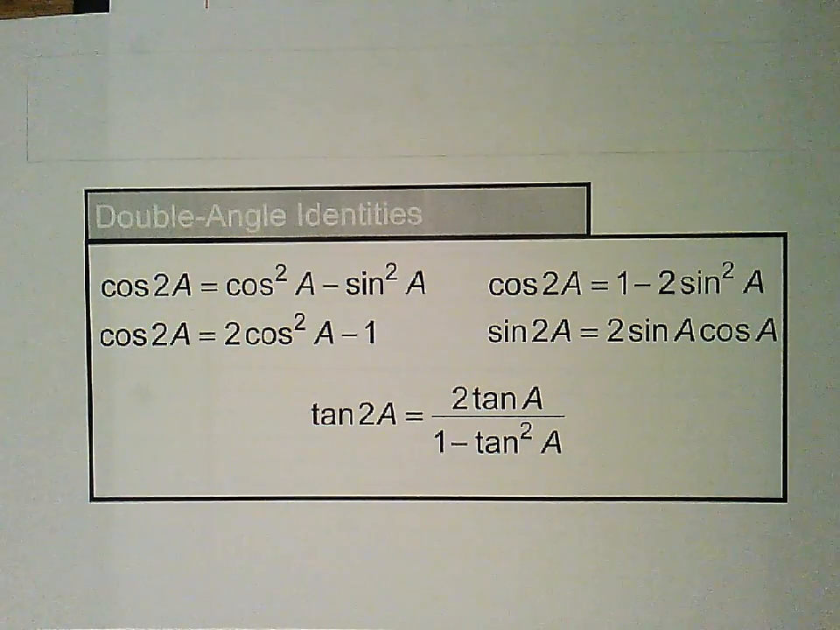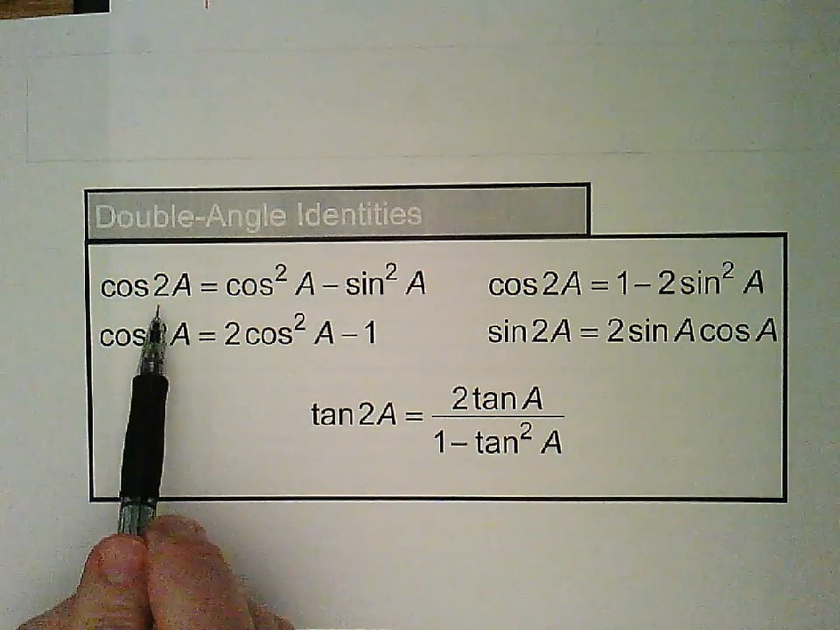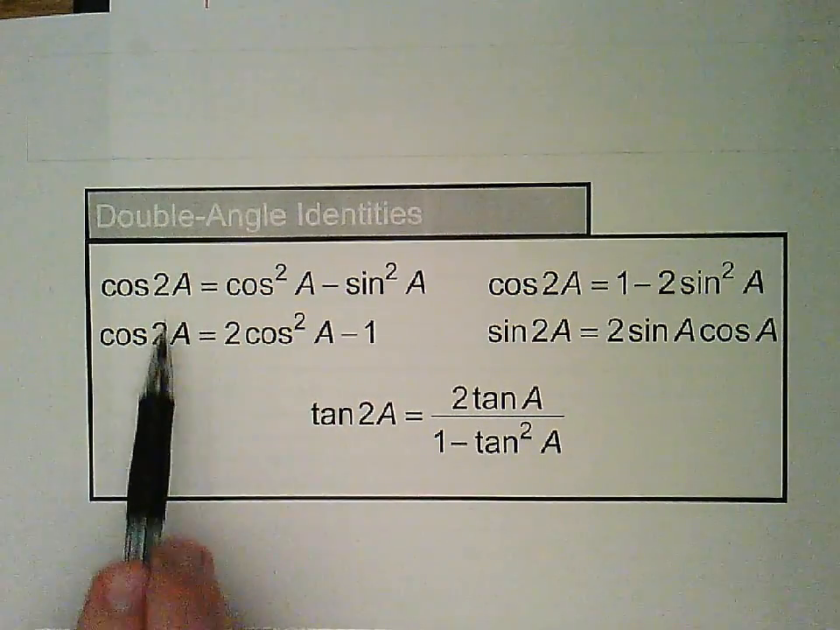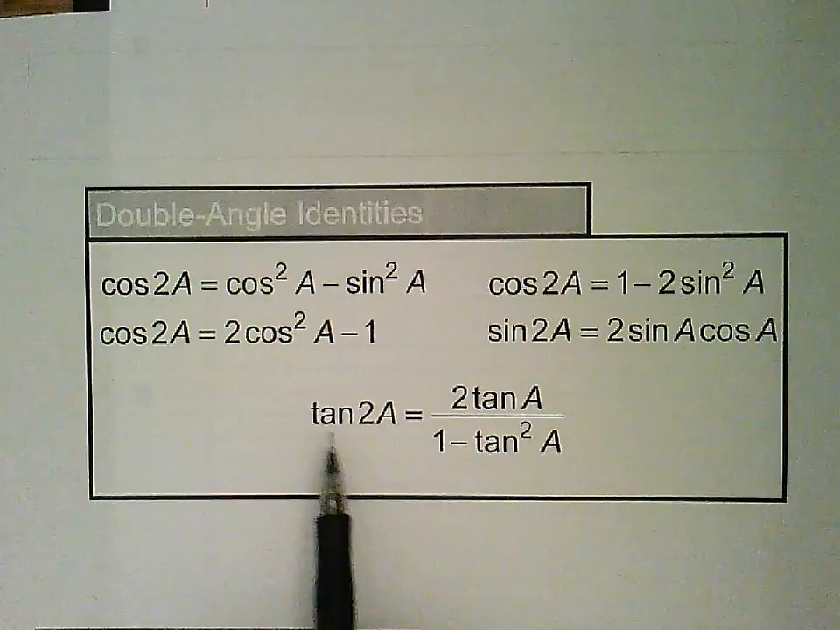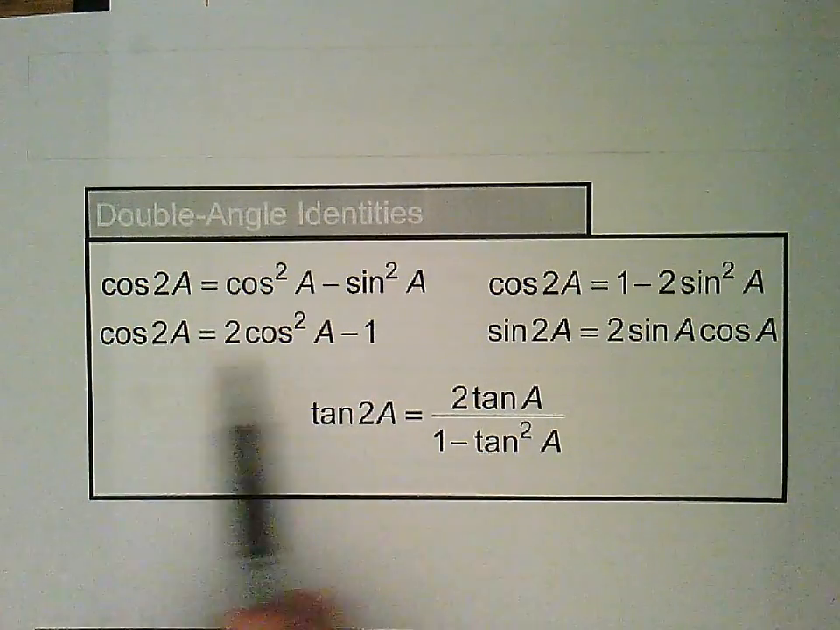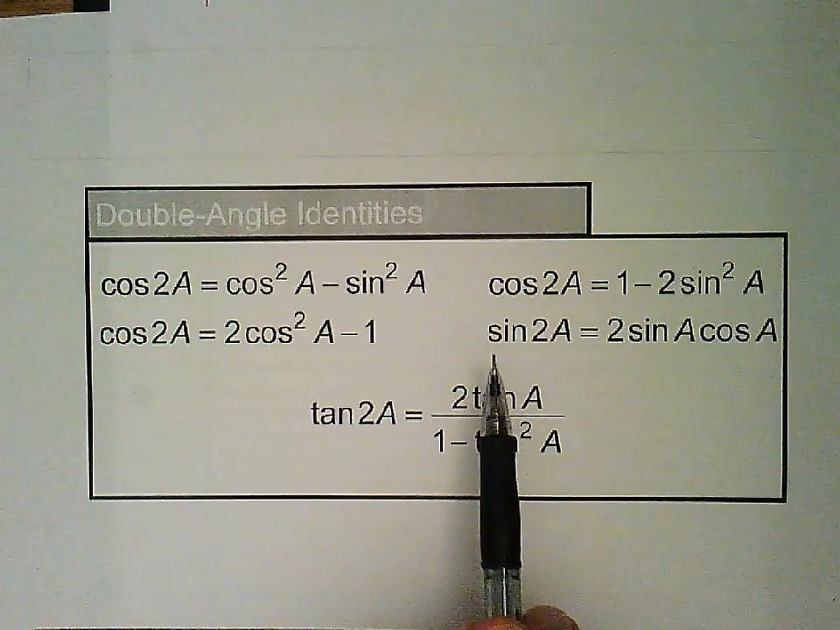In order to do the problems in section 7.4, you first have to learn and memorize the double angle identities. Here they are. Notice that there are 3 different versions of the cosine of twice an angle. You're going to use different versions of cosine of 2a depending on what you're given.